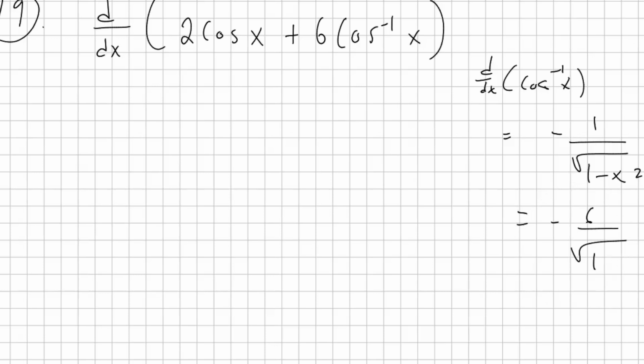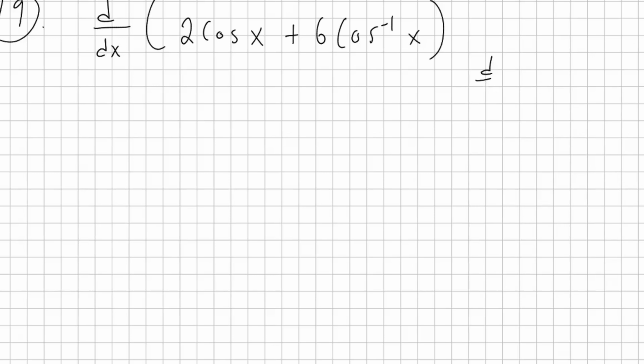So let's get that out of here. That was just a side note. So solving this, my answer would be, the derivative of 2 cos x is minus 2 sine x, and instead of plus, it should be subtracting. So you're going to have subtracting 6 over square root of 1 minus x squared. So that's it for this one.